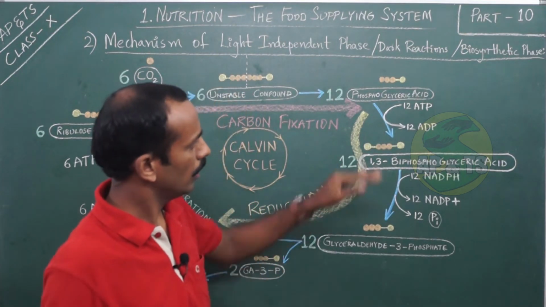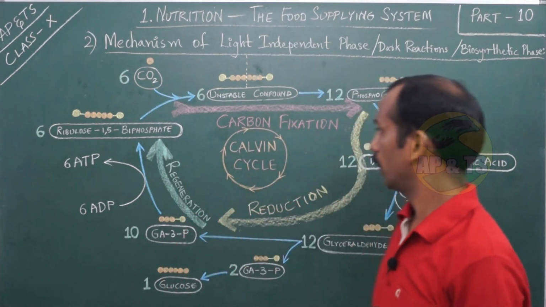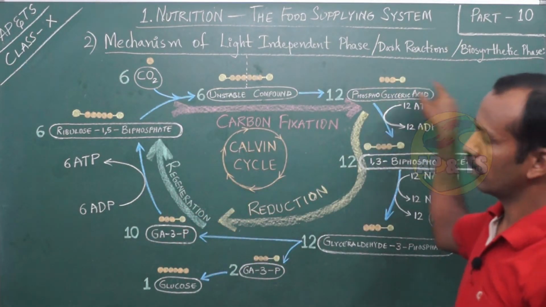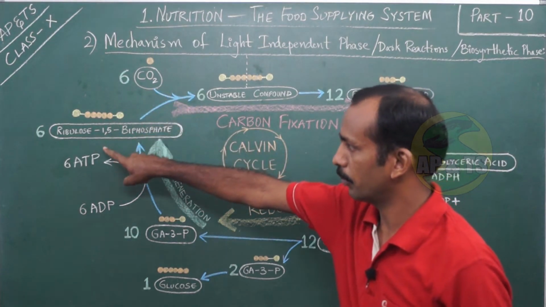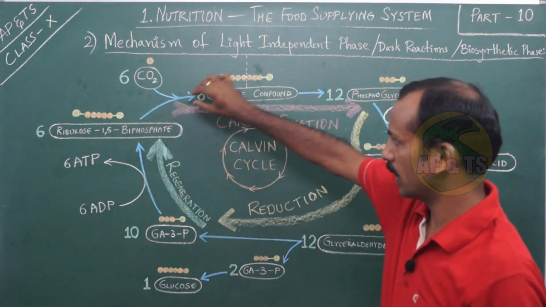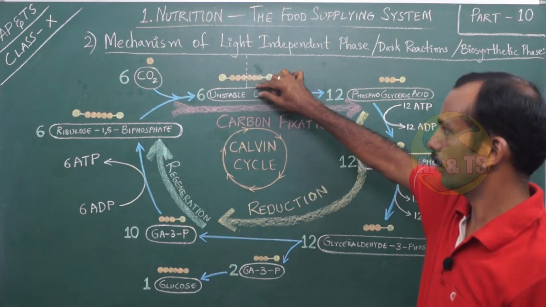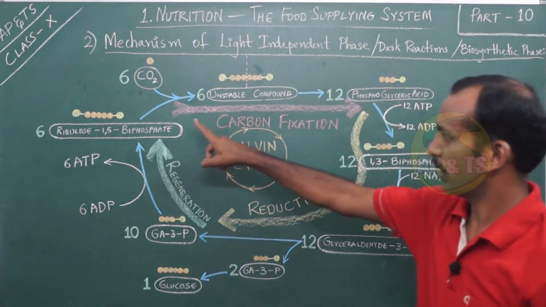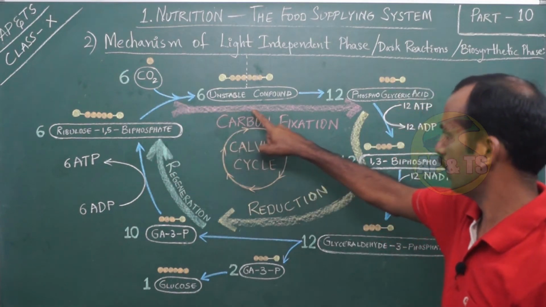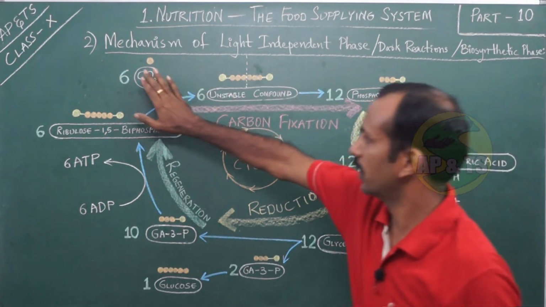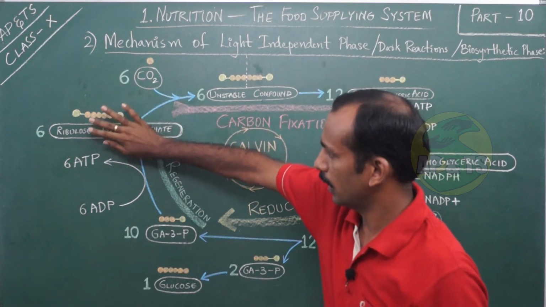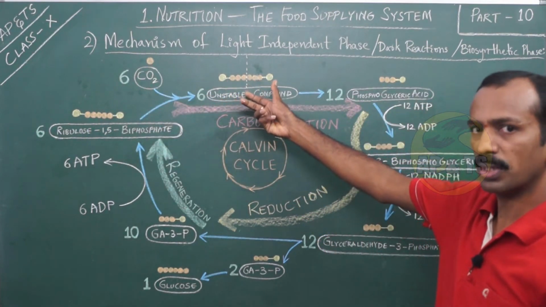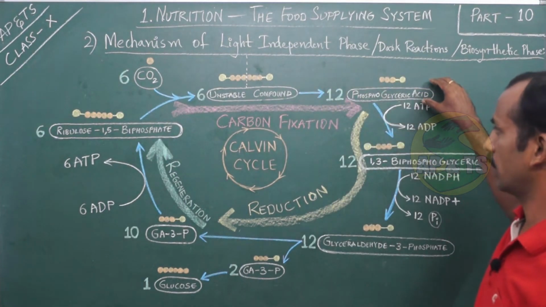Okay, now phosphoglyceric acid is formed from carbon dioxide and ribulose 1,5 biphosphate. Together an unstable compound is formed that is broken immediately into phosphoglyceric acid. Now I have shown you in pink color, no children, from here carbon dioxide and ribulose 1,5 biphosphate converting into an unstable compound and breaking into phosphoglyceric acid.